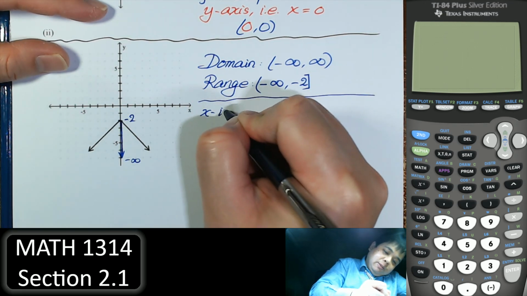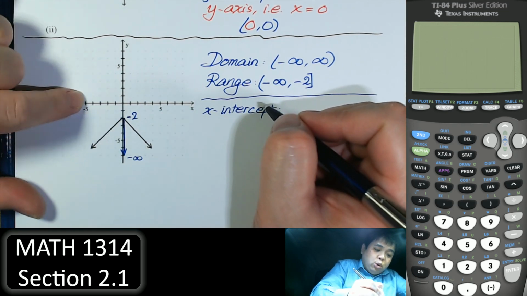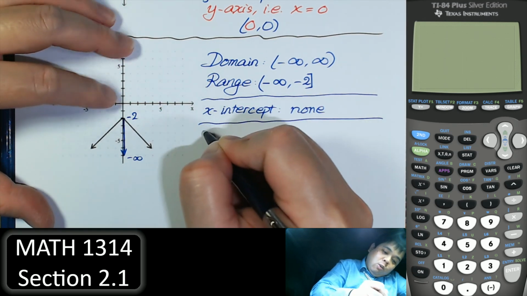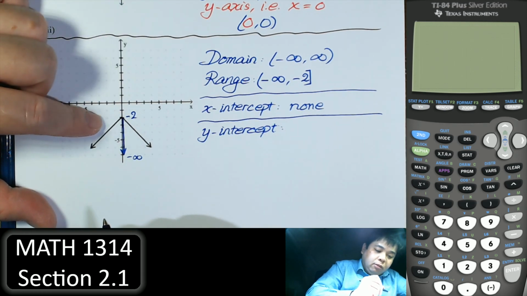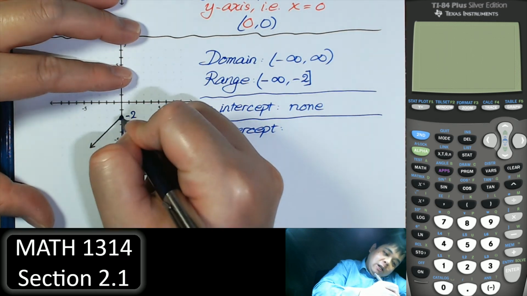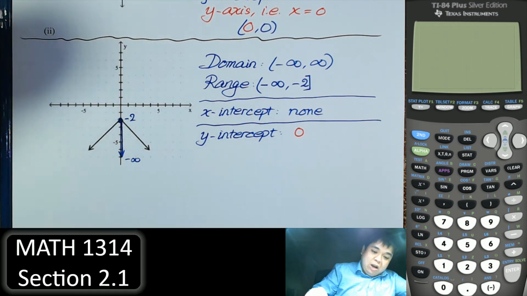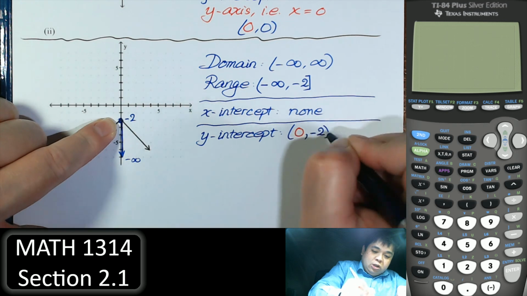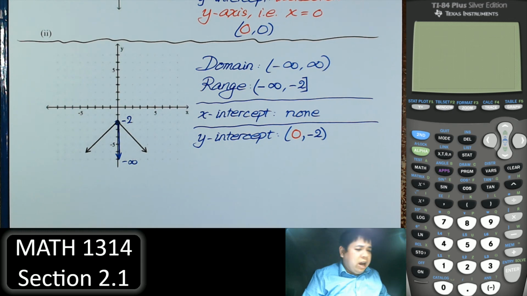X-intercept: based on the graph, there's no intersection with the x-axis, so there's no x-intercept. Y-intercept: there's one point here, and for the y-intercept, the x value is equal to 0, the intersection with the y-axis, so x is equal to 0 and y is equal to -2. So that is the y-intercept. Alright, so that's all we have for this section.